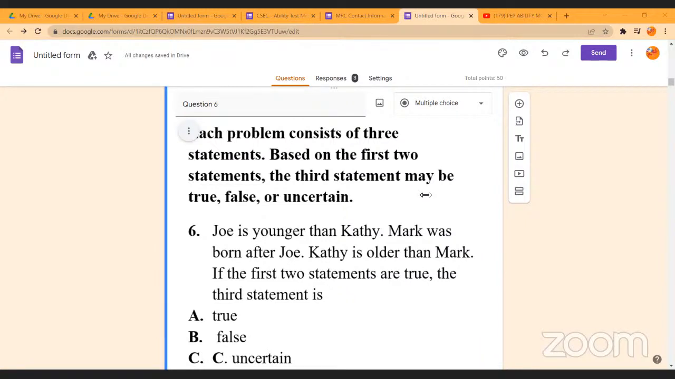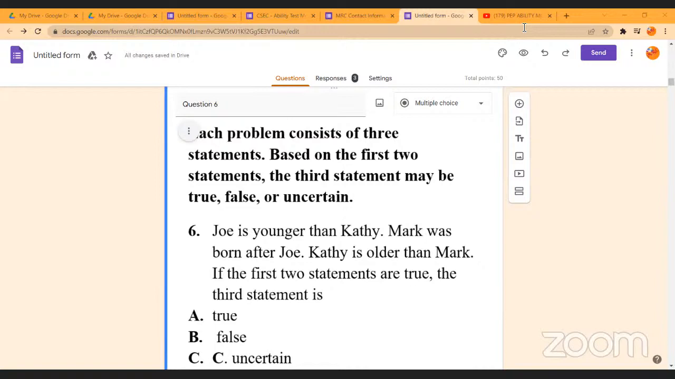We'll come to you soon, Cameron. Read for me, Tiana. Each problem consists of 3 statements. Based on the first 2 statements, the third statement may be true, false, or uncertain. Joe is younger than Kathy. Mark was born after Joe. Kathy is older than Mark. If the first 2 statements are true, the third statement is... Miss, my answer is true, miss.